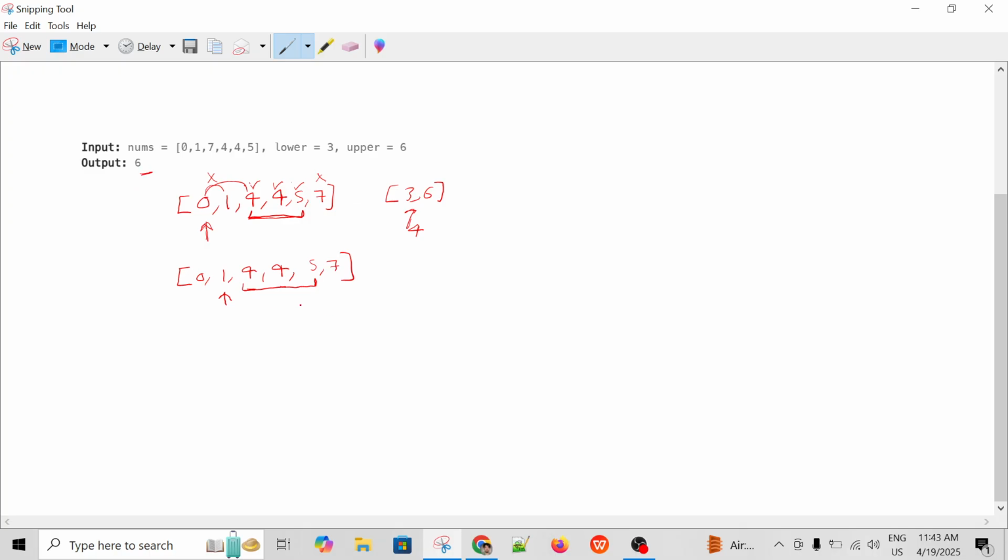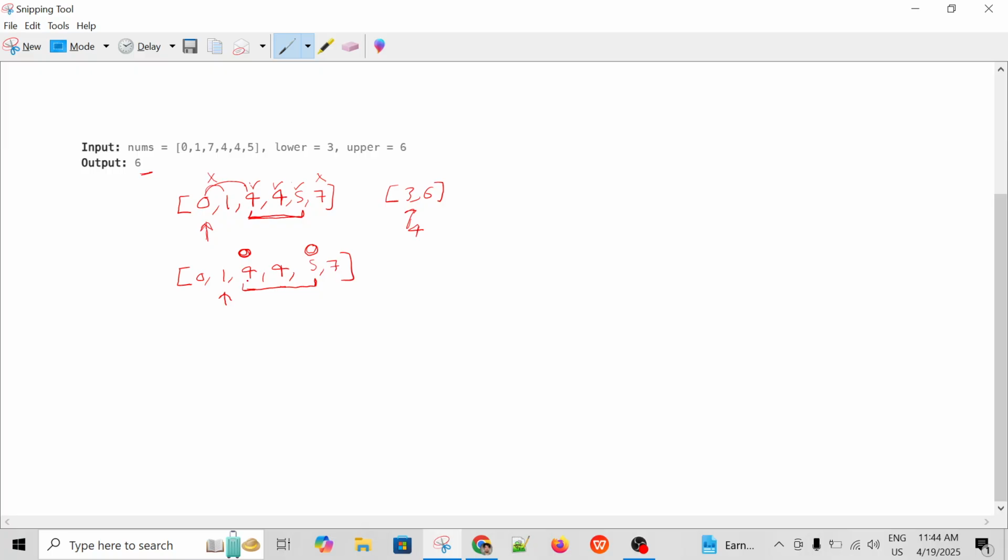So what we have to find out is, for every index, what could be the lower index, the starting index, and what could be the end index for the particular element. If you are able to find out the starting index and the end index, you will easily be able to find the number of pairs for the specific index, for each index actually.